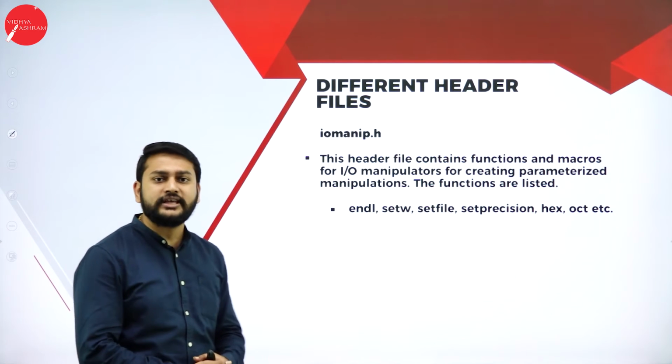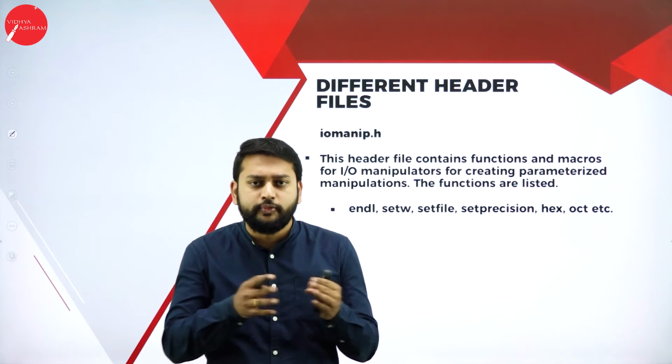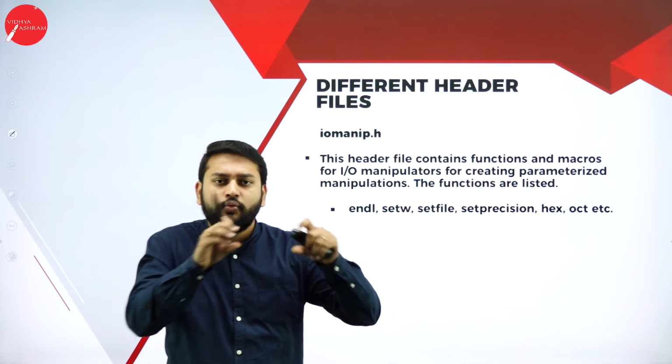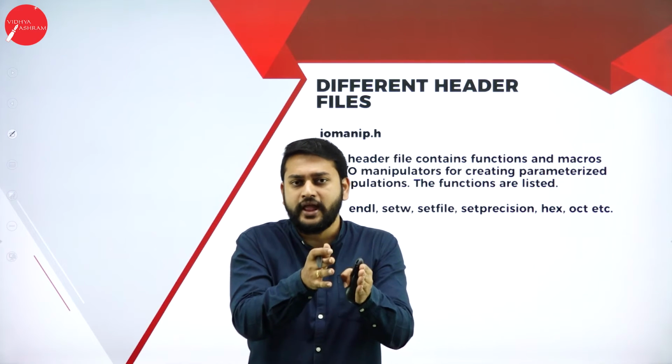The next important thing that you have to know is iomanip. See, for example, I have input and output. I need to format my output. This is how it should come. In one line I should print. From one character to another character, I should give one space.